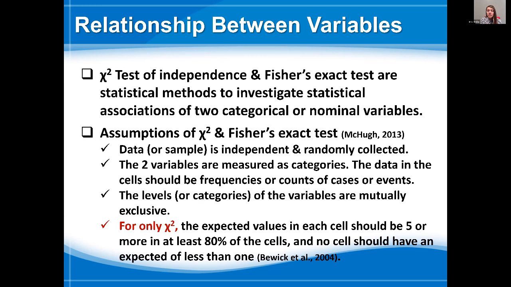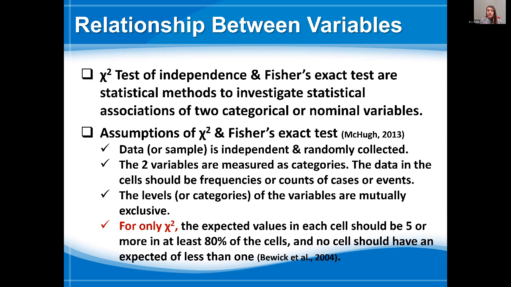There are statistical methods to investigate statistical associations of two categorical or nominal variables. Three assumptions are the same. First of all, data or sample is independent and randomly collected. The two variables are measured as categories, so the data in the cell should be frequencies or counts of cases or events. And the levels or categories of the variables are mutually exclusive.